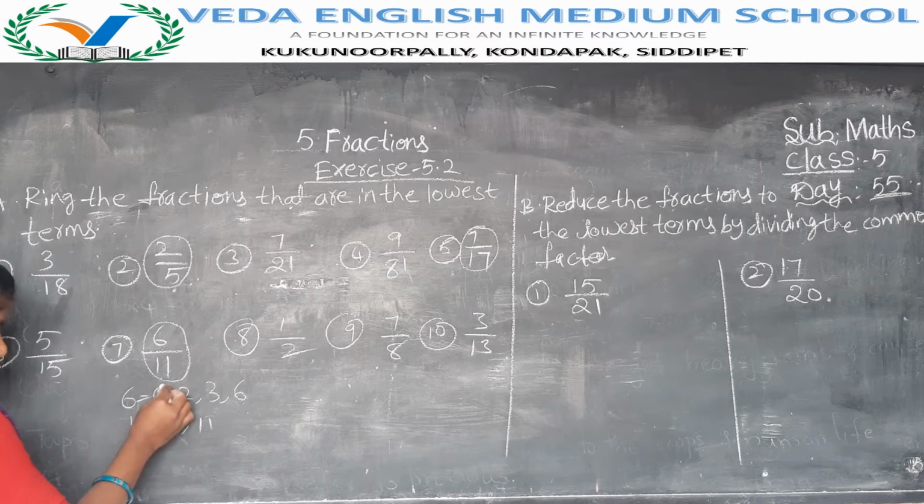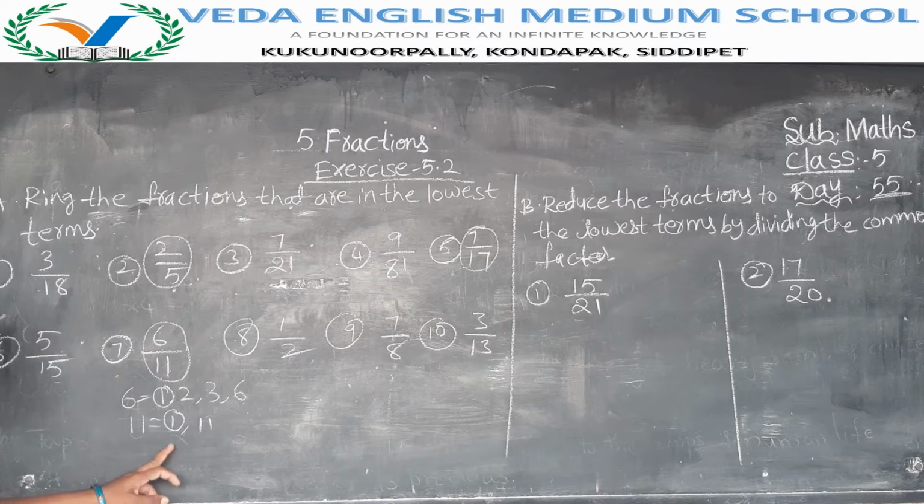See, they should have no common factor except 1. 1 కాకుండా ఏ నెంబర్స్ ఉండకూడదు, సో ఇక్కడ 1 మాత్రమే ఉంది కాబట్టి they are in the lowest terms like this.